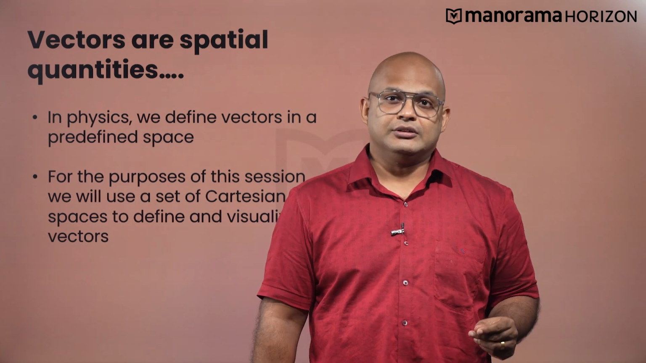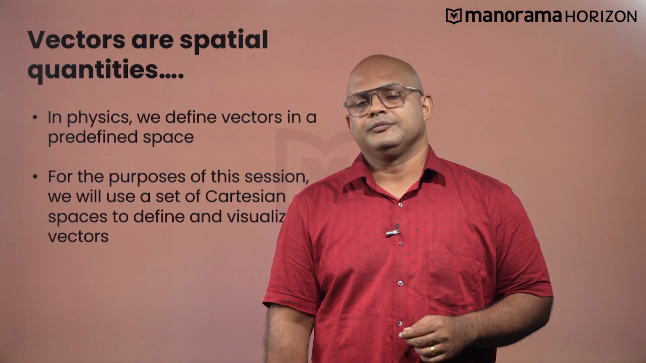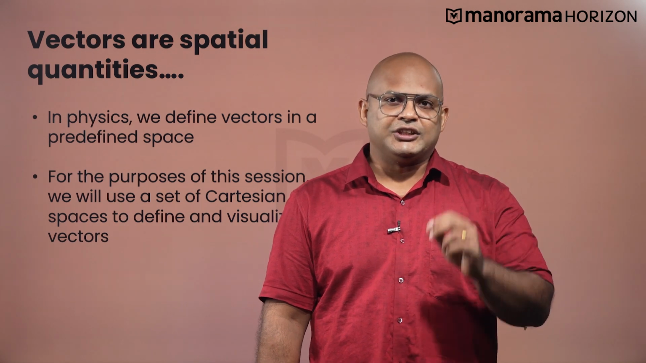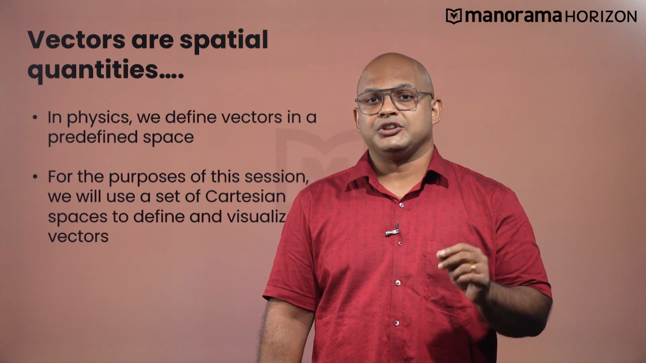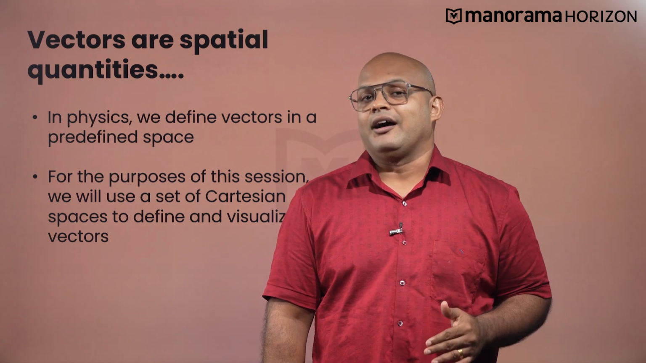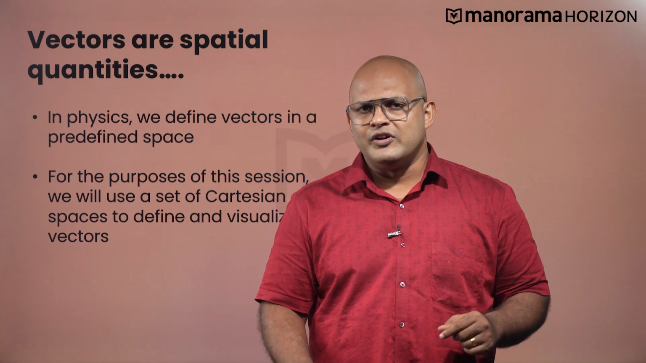Vectors are spatial. They are dealing with the physical directions that we encounter in the real world. But in order to define direction effectively, we first have to define the space within which that direction is being used. For this class, we will use the Cartesian space or Cartesian coordinates, which you are already somewhat familiar with.